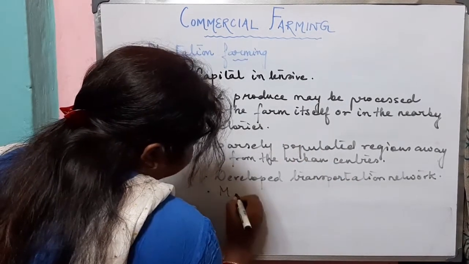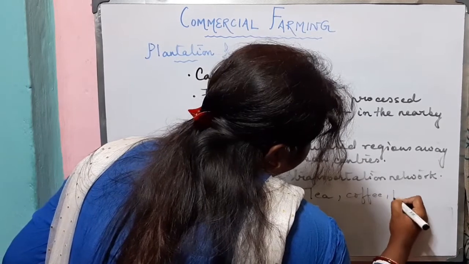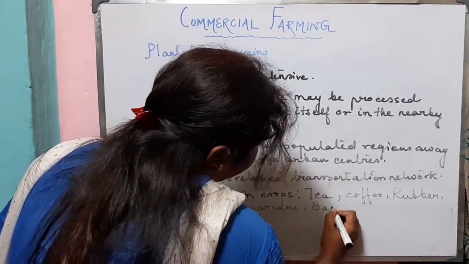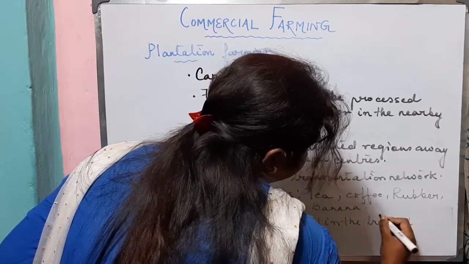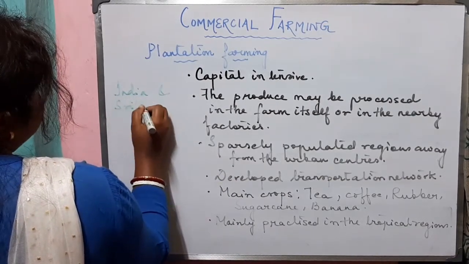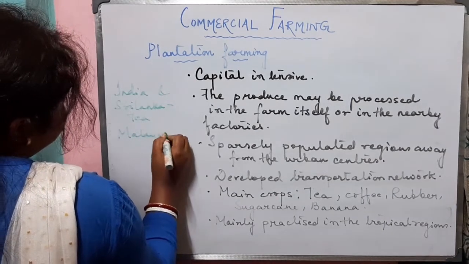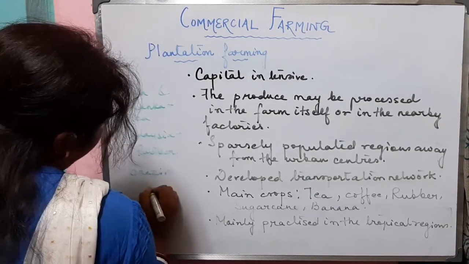Now let us know which are the main crops that are grown in plantation farming. Tea, coffee, rubber, sugarcane, banana, and etc. Now, this type of farming is mainly practiced in the tropical regions like India and Sri Lanka, famous for its tea, Malaysia for rubber, and Brazil for sugarcane.